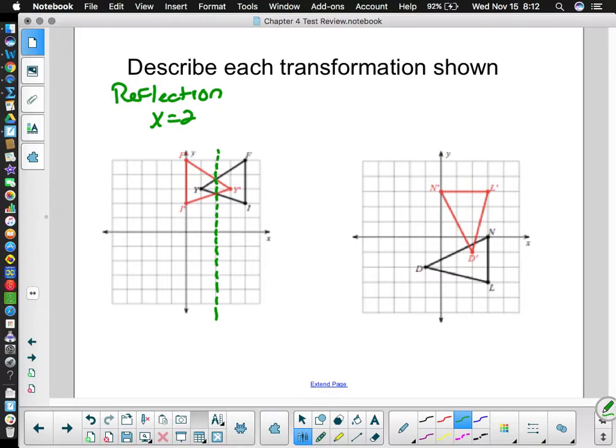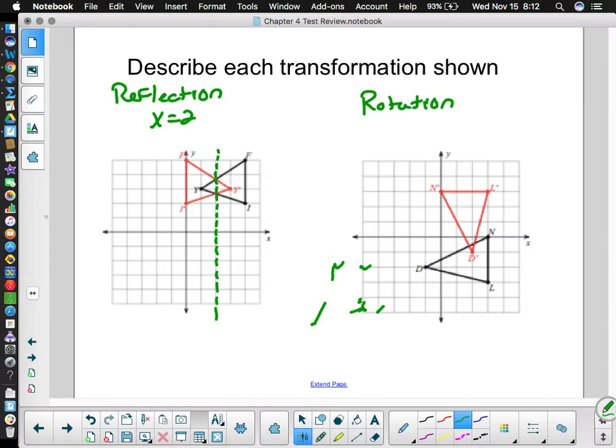What is this one? It's a rotation. But you're going to have to describe exactly how much and in what direction. Now, okay, which one does it start with? The red one? No, it starts with the black one. Notice the letters N, L, D. N primed, L primed, D primed.